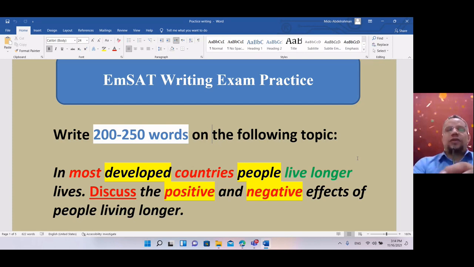Example: now in most. Most is an adjective, meaning not all, but many. So countries, not only one. People of these countries, people of these developed countries, like European countries, like some Asian countries, like some Arab countries, like the US or American people.